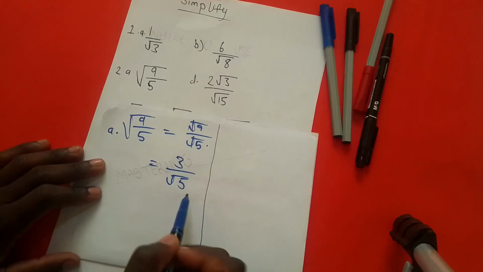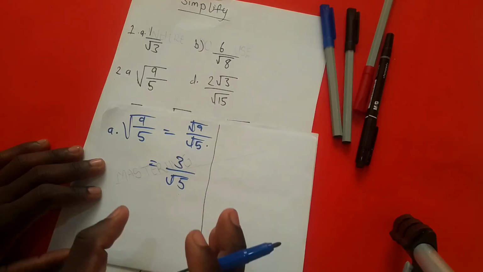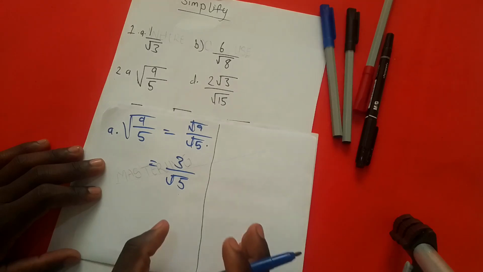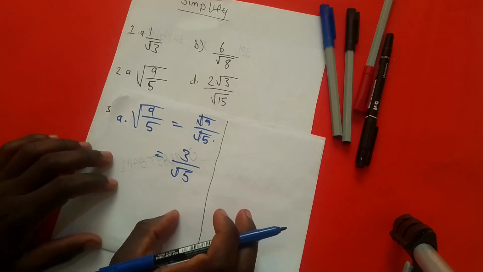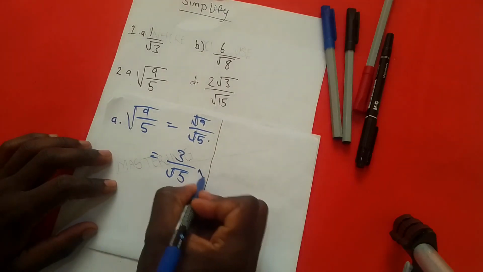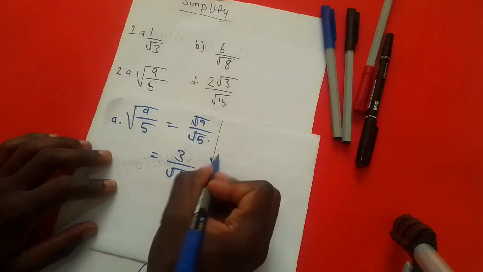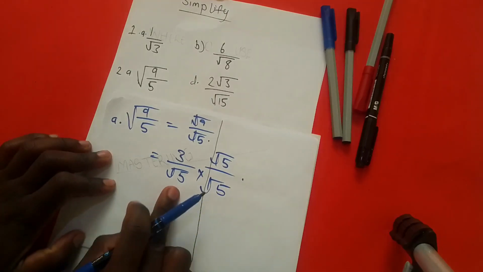Over root 5. Okay, so as long as the denominator is still in surd form, the expression is not yet simplified. So therefore we want to rationalize the denominator. So how do you do that? We multiply each and every term with the denominator, right? The denominator is root 5.